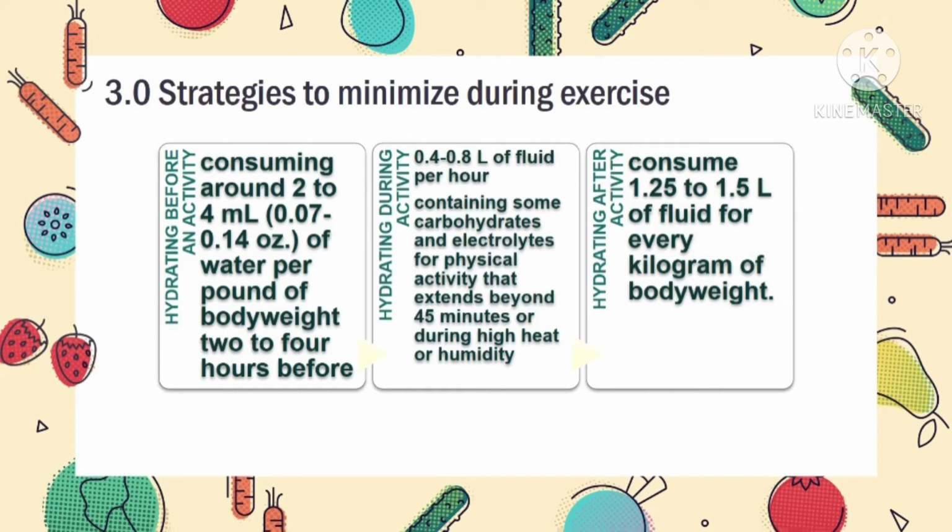I continue our presentation about the third point, which is the strategies to minimize dehydration during exercise. Mainly we have three strategies. First is hydrating before activity, which is consuming around 2 to 4 milliliters of water per pound of body weight, 2 to 4 hours before. And next we have hydrating during activity. We should consume 0.4 to 0.8 liter of fluid per hour.